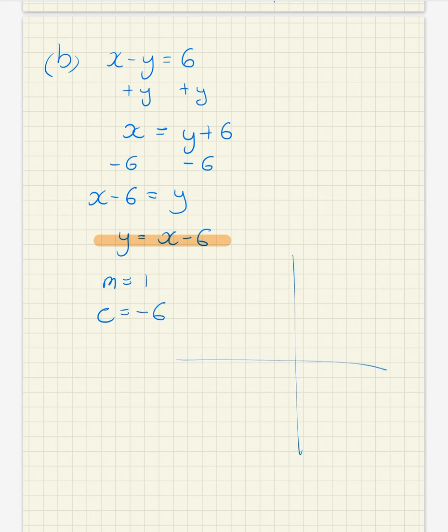And then I can go about doing a quick sketch of that. So it'll be minus 6 and we'll go up by 1. So it'll look something like that. Good luck with your questions.